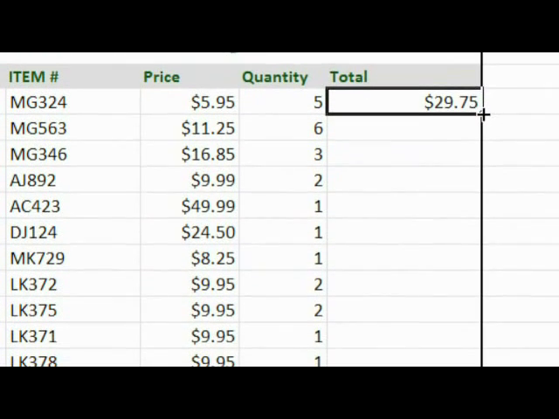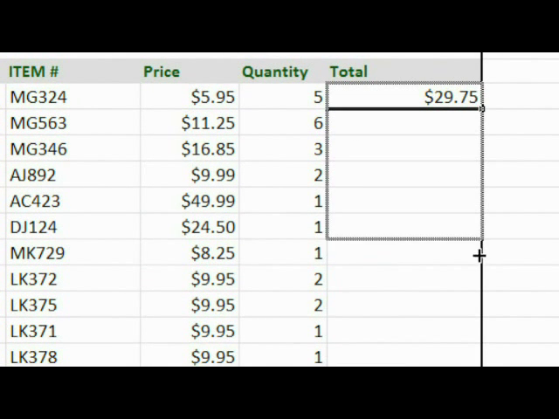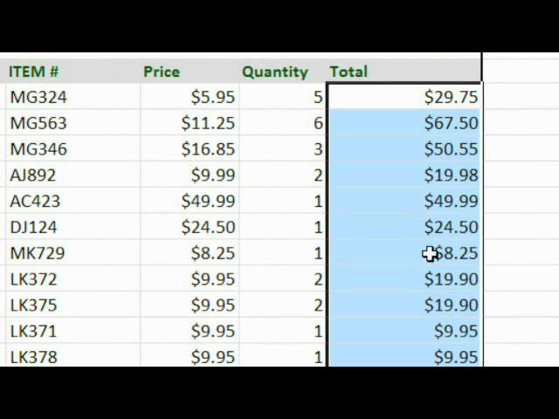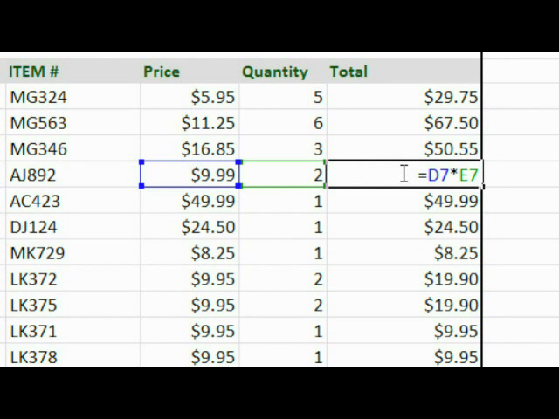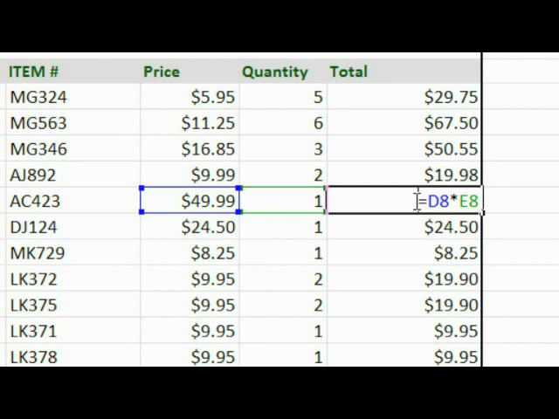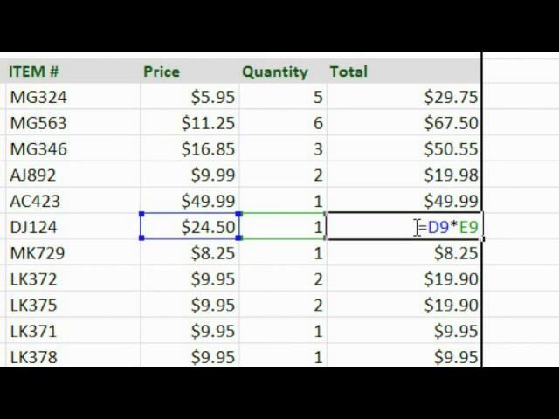Now if I use the fill handle to copy this formula to all of these cells, you can see that in each one, the cell references are actually going to be different. So we have D7, D8, D9, and so on. And that's because these are relative references.